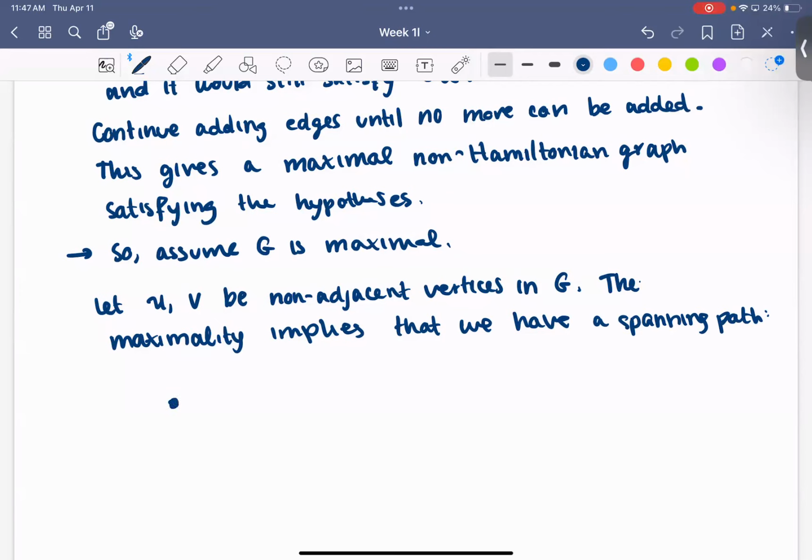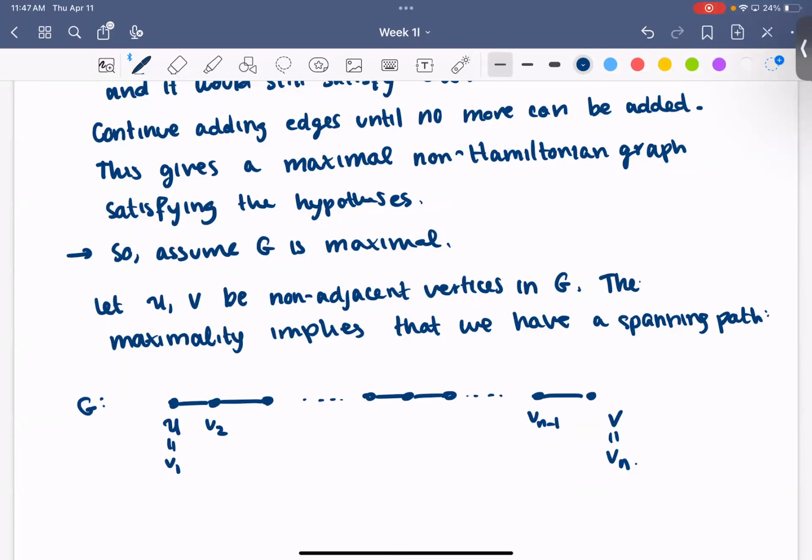So here's my graph G. I have one vertex U and one vertex V, and then some sequence of vertices in the middle of it. I'm going to call this one V1, this is V2, and so on, up to V(n-1), and this is going to be called Vn. What we're going to do is use this spanning path to make a spanning cycle. This will contradict the fact that this graph was supposed to be not Hamiltonian.